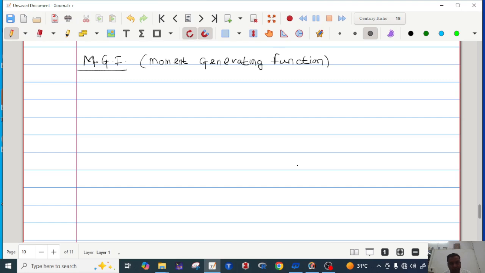Let's see its definition. If X is any continuous random variable with PDF f(x), then M_X(t) is defined as the expectation of e raised to tX.